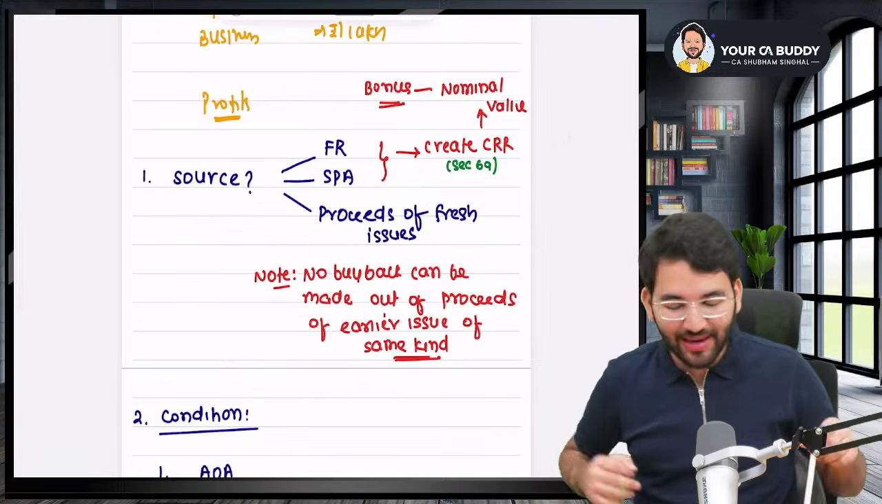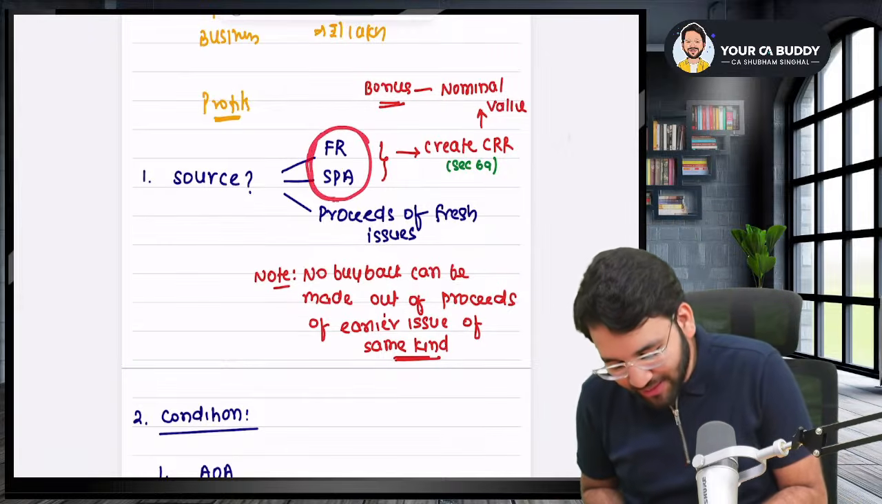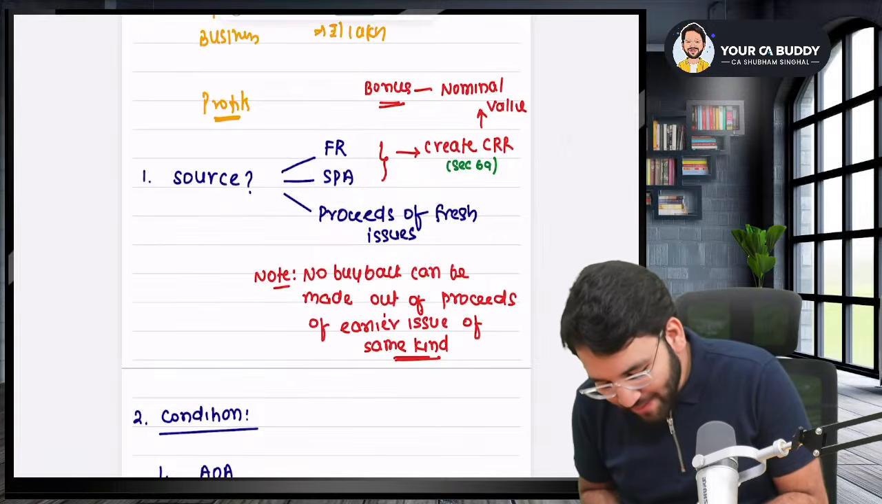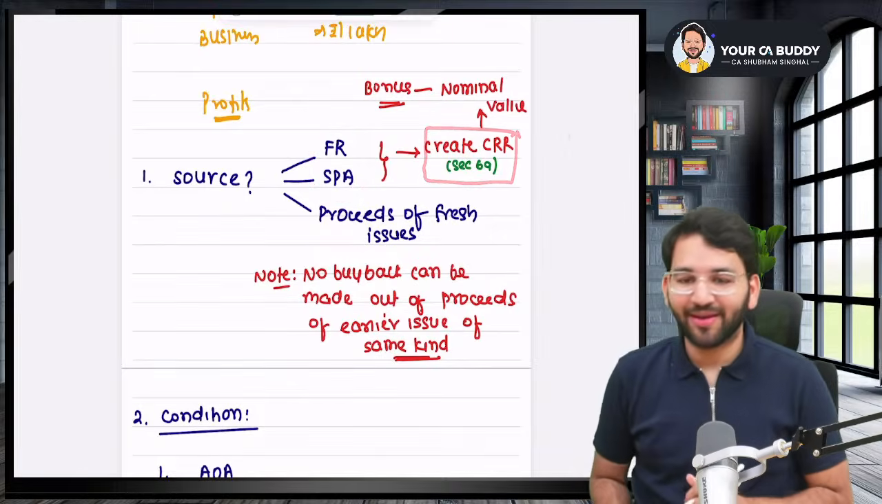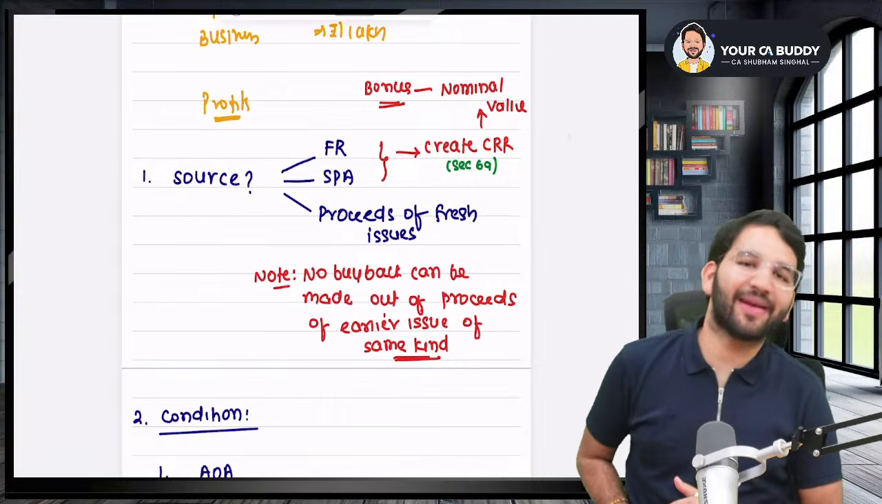But however, listen to me very carefully. If you're using free reserves or securities premium account, then in that case you will have to create a CRR, that is, capital redemption reserve.